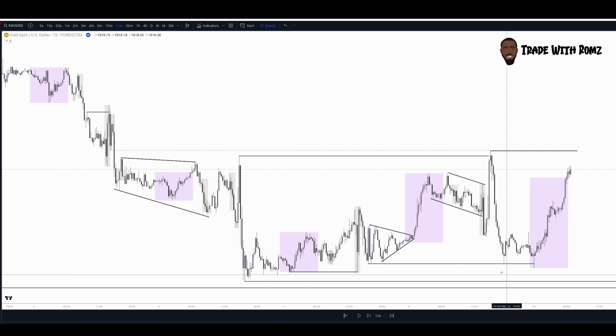What I was looking for now is the fact that I saw that these lows over here on the previous day were induced. This low was induced, right, by this wick here, and price was going to move higher.